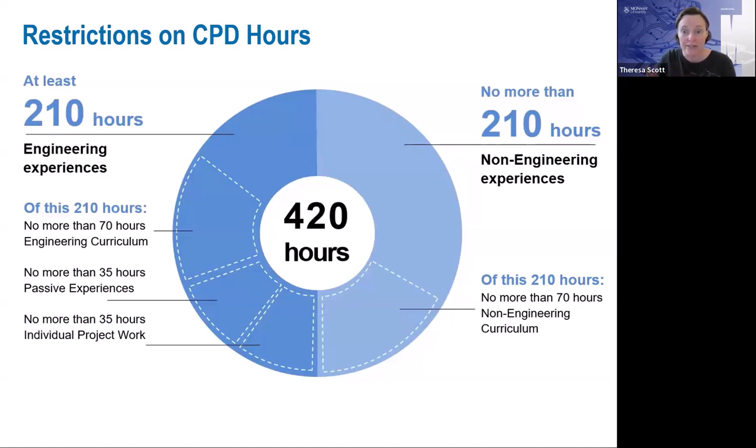And of that 210 hours, you can see that there are some subcategory limits as well. So no more than 70 hours of engineering curriculum, no more than 35 hours of passive experiences, and no more than 35 hours of individual project work.